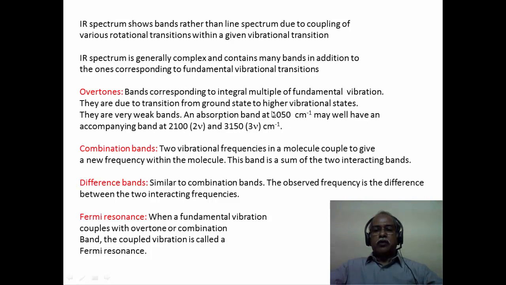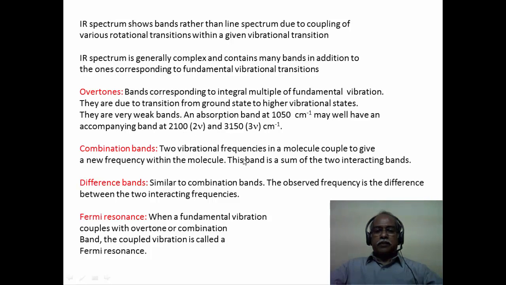The 1050 band of course will be the most intense band. As you go to the second harmonic and third harmonic, the intensity falls, and the band width also keeps increasing as you go from the fundamental vibration to the first harmonic, second harmonic and third harmonic. This is essentially due to the transition from the ground state to a higher vibrational state, which is generally forbidden, but there are mechanisms by which this can happen, and that is why you see the second and third harmonic vibrations.